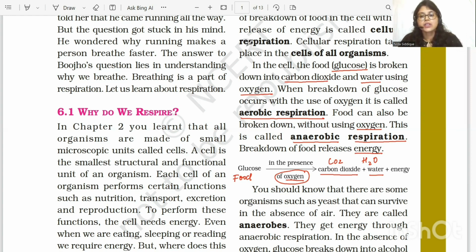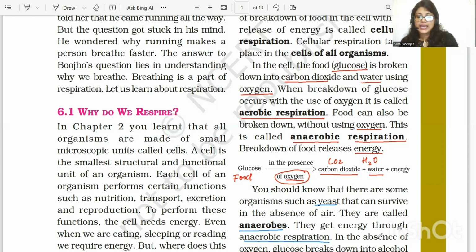Now, you all must know that हमारे earth में ऐसे बहुत सारे living organisms हैं, जैसे कि yeast. For example, there are yeast. They can survive in the absence of air. उन्हें oxygen की जरूरत नहीं पड़ती है in order to respire. Okay, and such organisms we call them as anaerobes. Okay, they are called as anaerobes. They can survive in the absence of oxygen. So they will get their energy through anaerobic respiration.